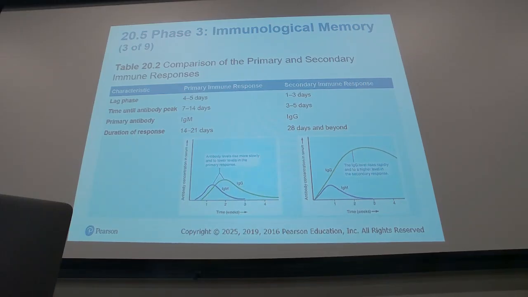This measuring of antibodies is called titers. The duration of the response is up to 3 weeks in primary, and 28 days and beyond for the secondary. And these are the levels of antibodies. IgM appears first, and then IgG. IgG peaks higher no matter if it's primary or secondary, but basically it is high levels in a short period of time for memory antibodies, which is IgG in the secondary response.